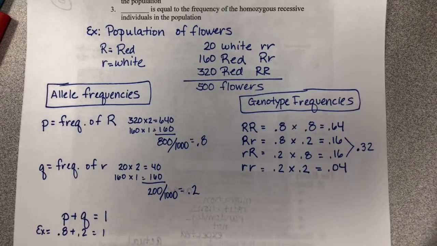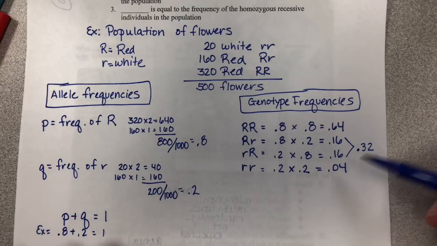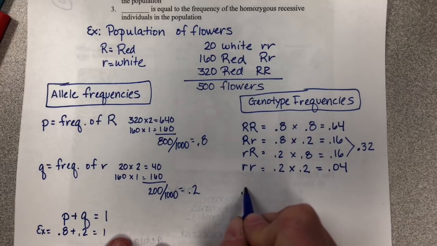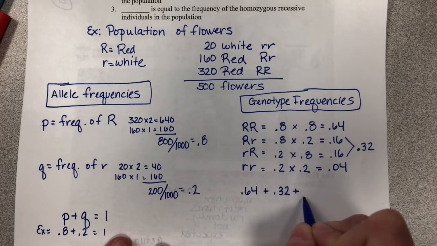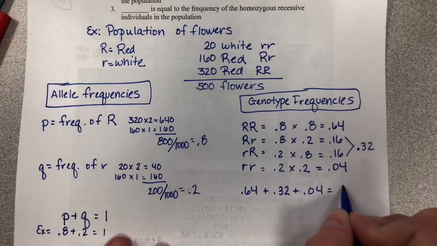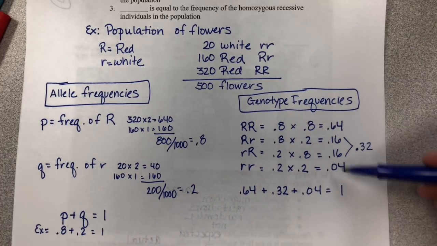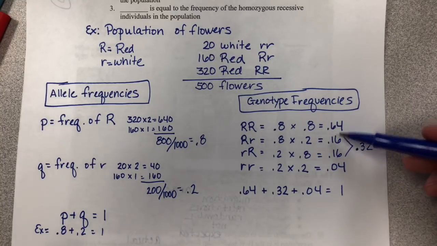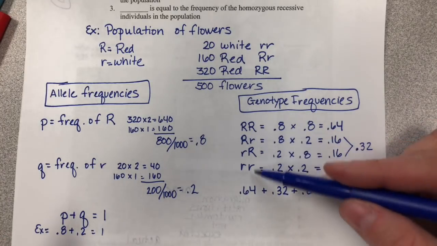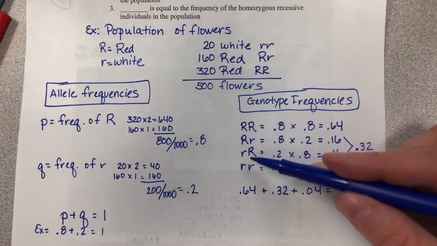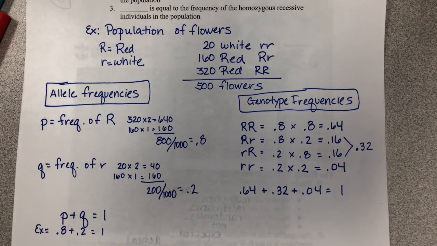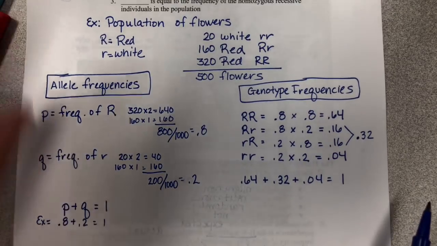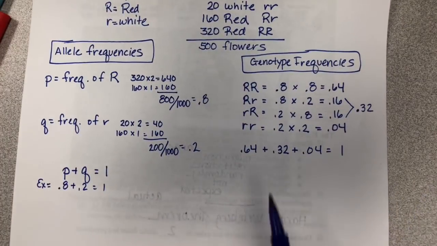All right, and these should all equal 1. So 0.64 plus 0.32 plus 0.04 equals 1. That makes sense because an individual in the population should be one of these three genotypes: big R, big R, big R, little r, or little r, little r. So then how can we relate this and make an equation out of it?